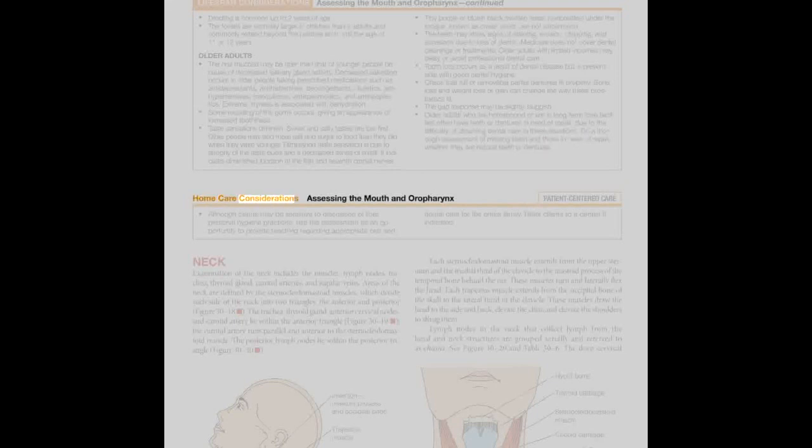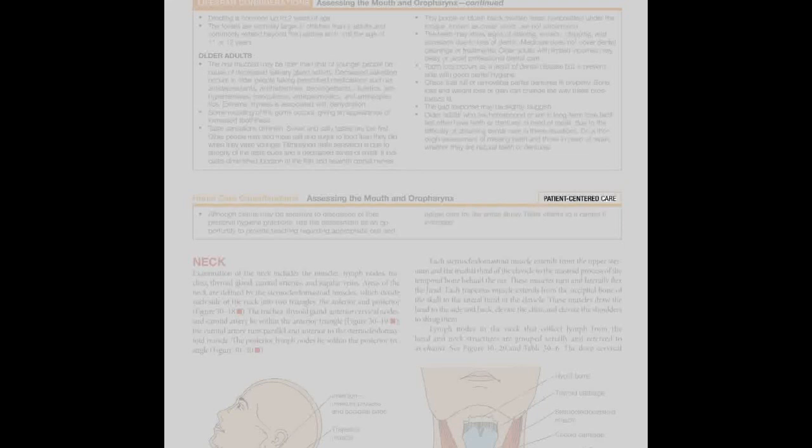Home care considerations, assessing the mouth and oropharynx. Although clients may be sensitive to discussion of their personal hygiene practices, use the assessment as an opportunity to provide teaching regarding appropriate oral and dental care for the entire family. Refer clients to a dentist if indicated.